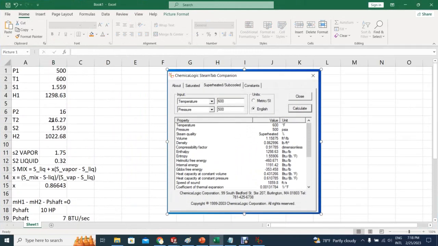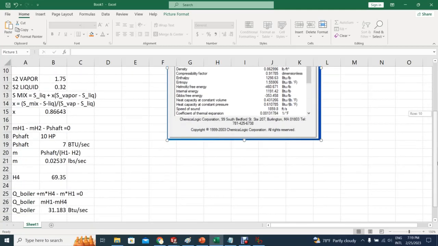Condition 1, condition 2, after the expansion engine, then you do some math just to ensure that if you are in the two phase, you can calculate the quality, meaning that this number here, 86, is 86% vapor, the other 14% or less is liquid, drops of liquid within the vapor. The next part, be careful with the unit of P shaft, or the power from the shaft. In this case, it's 10 horsepower converted to BTU per second. It's about 7.